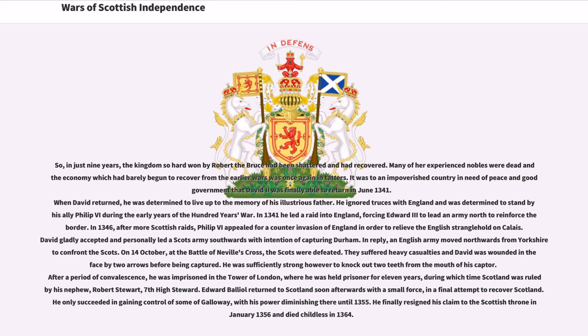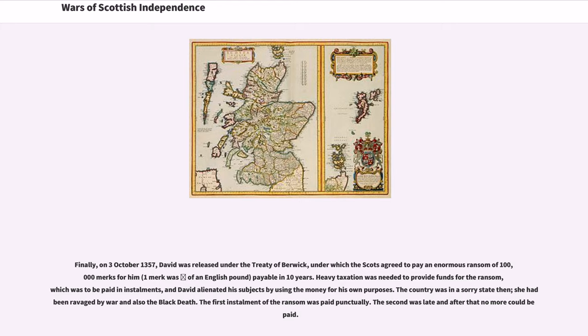Edward Balliol returned to Scotland soon afterwards with a small force, in a final attempt to recover Scotland. He only succeeded in gaining control of some of Galloway, with his power diminishing there until 1355. He finally resigned his claim to the Scottish throne in January 1356 and died childless in 1364. Finally, on October 3, 1357, David was released under the Treaty of Berwick, under which the Scots agreed to pay an enormous ransom of 100,000 merks for him, payable in 10 years.